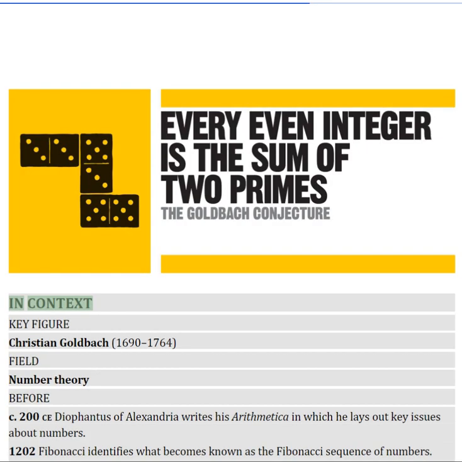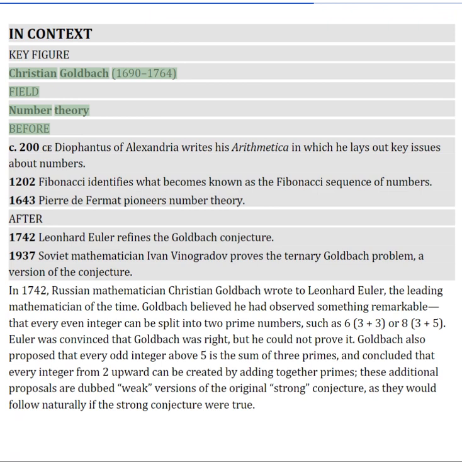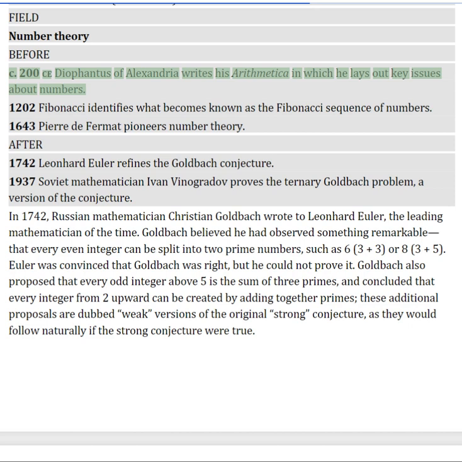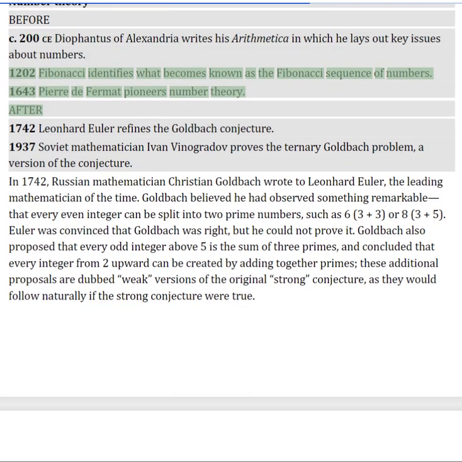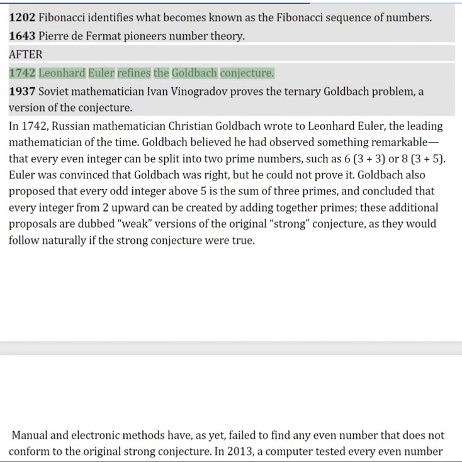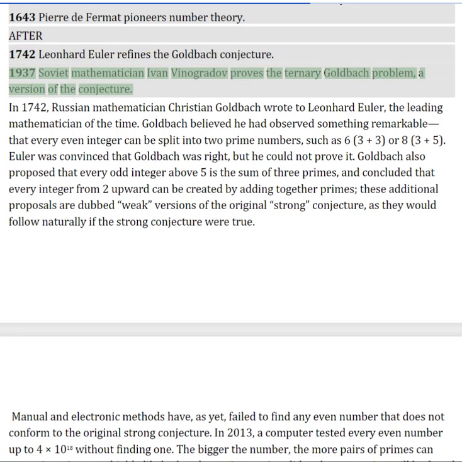In context. Key figure: Christian Goldbach. Field: number theory. Before: c. 200 CE, Diophantus of Alexandria writes his Arithmetica, in which he lays out key issues about numbers. 1202: Fibonacci identifies what becomes known as the Fibonacci sequence of numbers. 1643: Pierre de Fermat pioneers number theory. After: 1742, Leonhard Euler refines the Goldbach conjecture. 1937: Soviet mathematician Ivan Vinogradov proves the ternary Goldbach problem, a version of the conjecture.